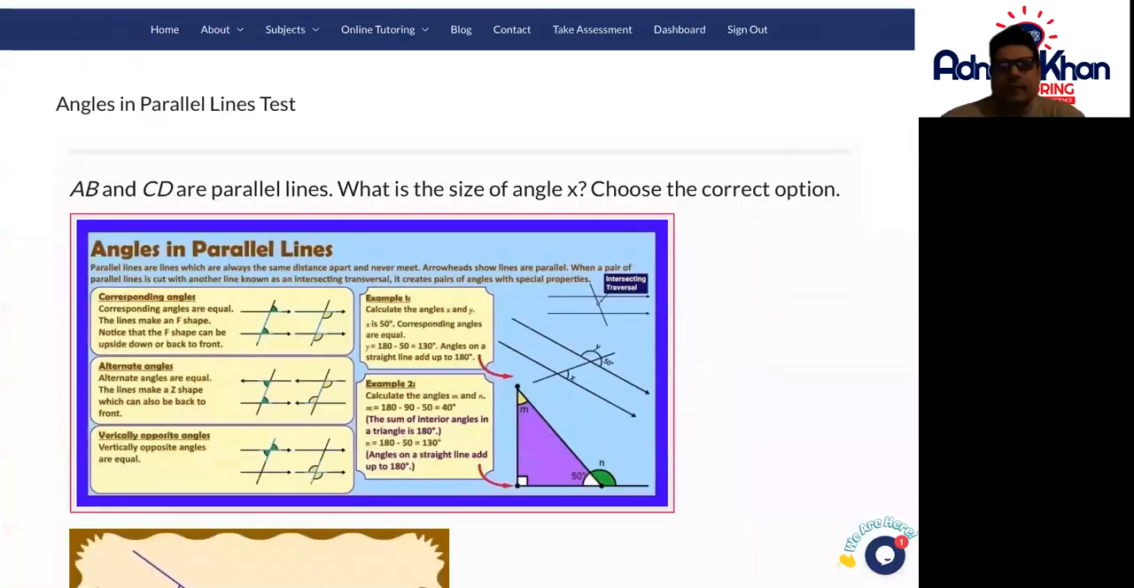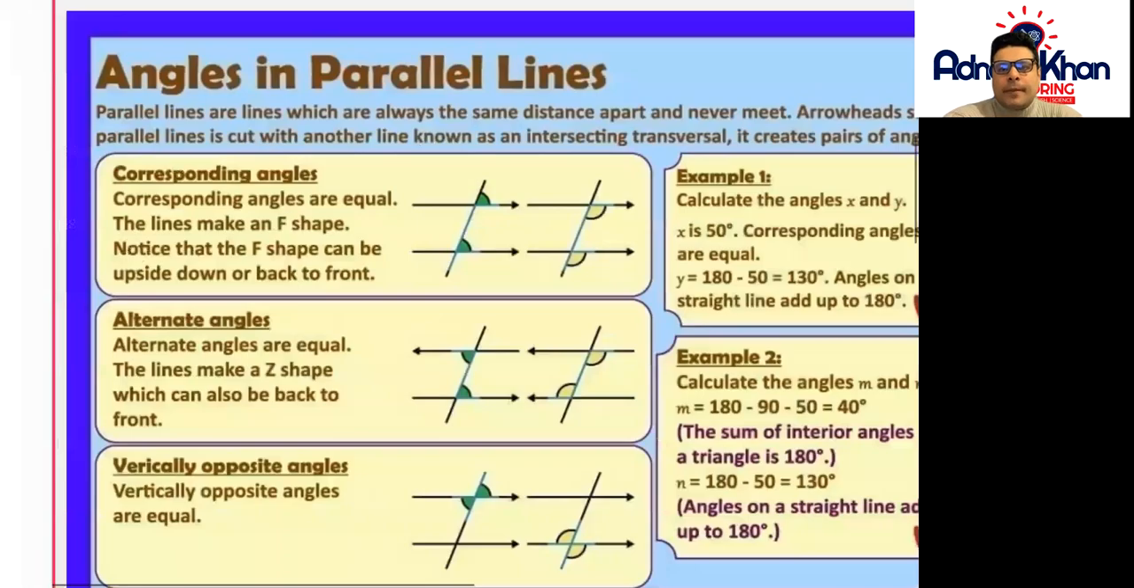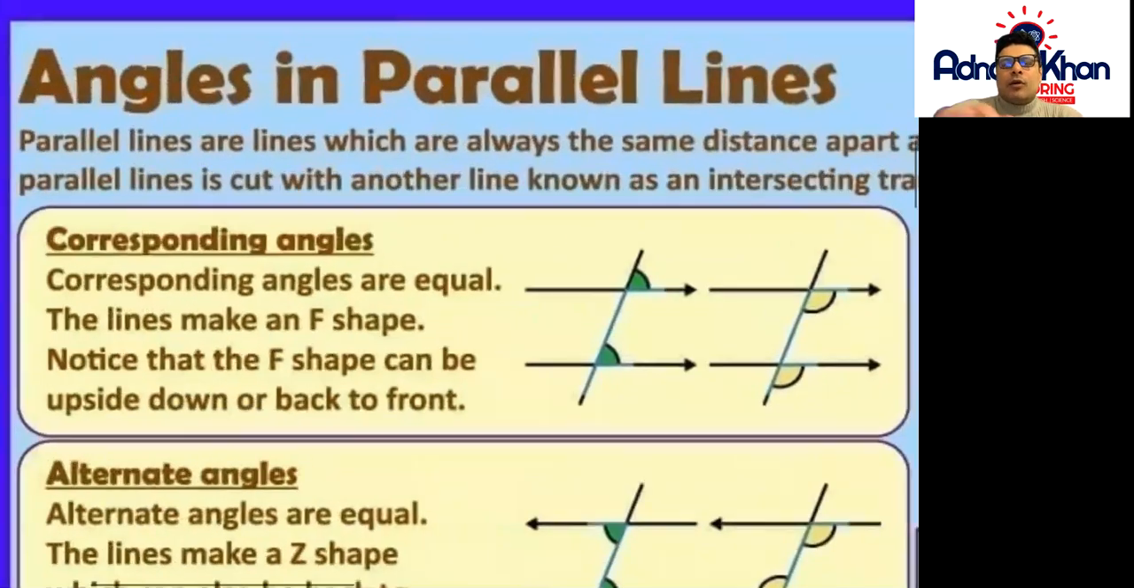Okay, let's have a look at these examples one by one. The first example is that of corresponding angles. Corresponding angles are equal. The lines make an F shape. Notice that the F shape can be upside down or back to front. So you've got this here, an upside down F shape.